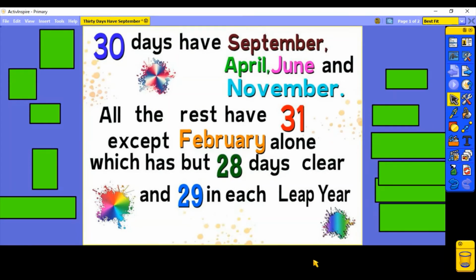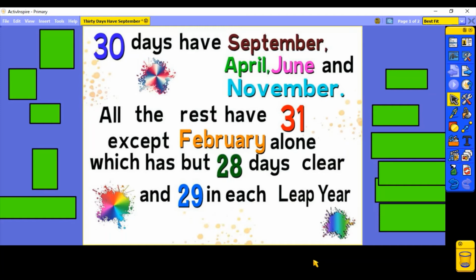Right, so we've got the rhyme. Let's say it one more time. 30 days have September, April, June and November. All the rest have 31, except February alone, which has but 28 days clear and 29 in each leap year. Now there's some key rhyming words in there that help us. September and November, and clear and year. They're kind of the words that stand out the most.